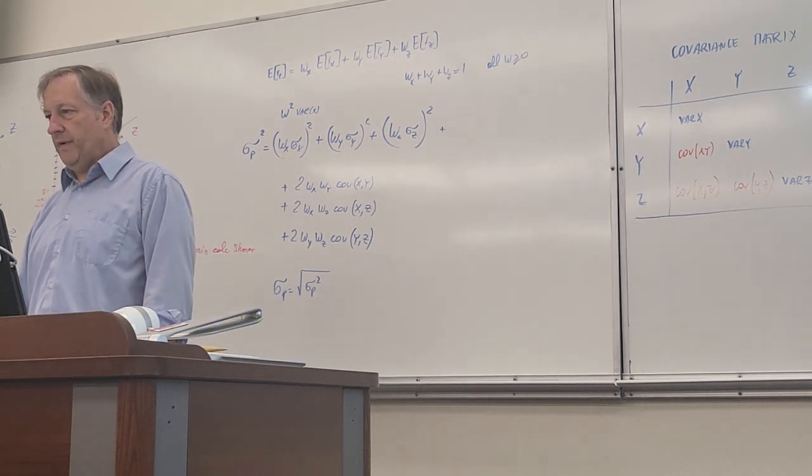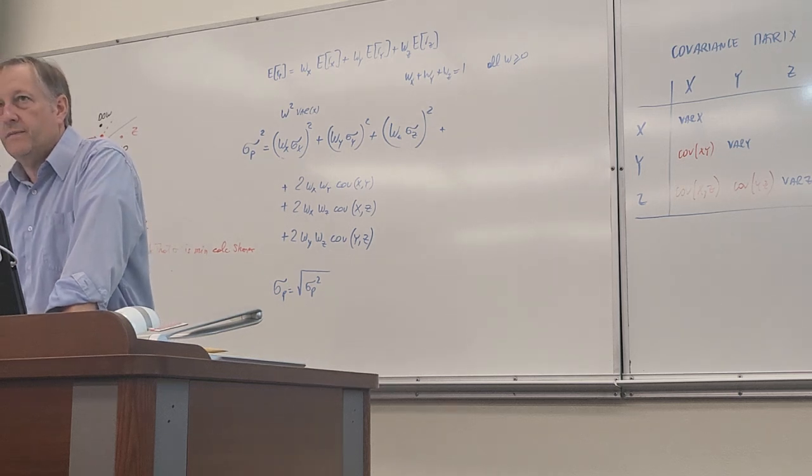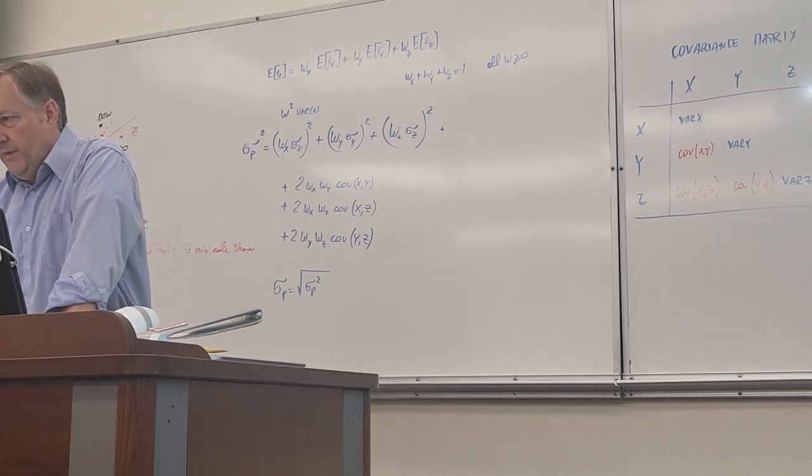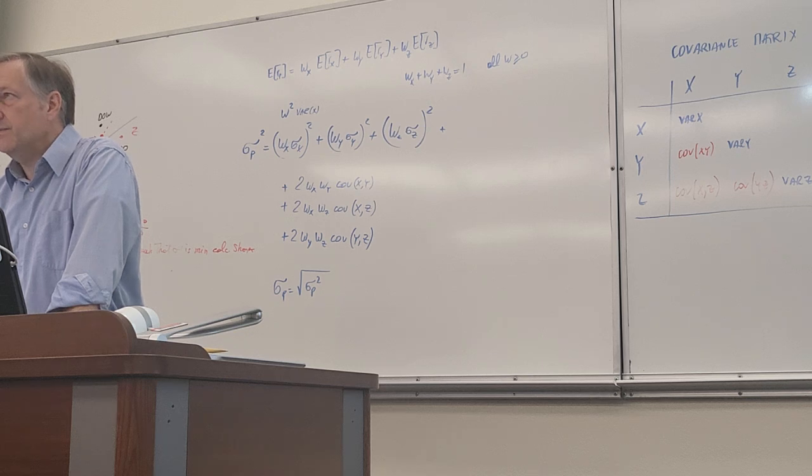Alright, so if my formula is going to be correct, with those weights, what should I get? I'm investing only in z, so the standard deviation of p is going to be the square root of this guy right here. And the variance should be exactly this number. Yeah? Alright, so let's enter the formula here.